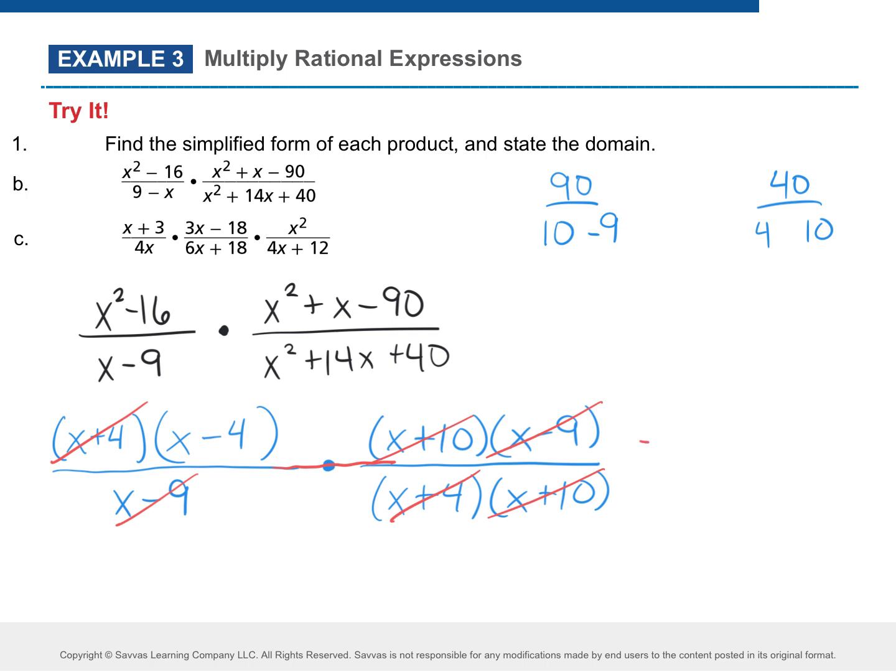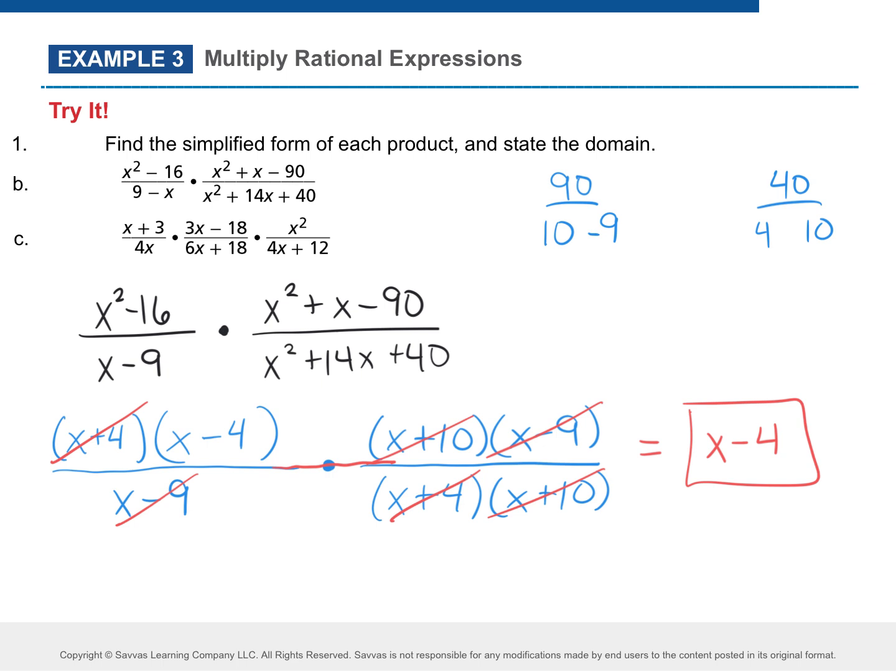Right, so now write what we have left. What's left on the top? X minus 4. What's left on the bottom? Nothing. So it's not 0, remember? It just turns into 1. Okay, but do we have to write the 1? No. So our answer is just x minus 4. You can if you want, you don't have to.